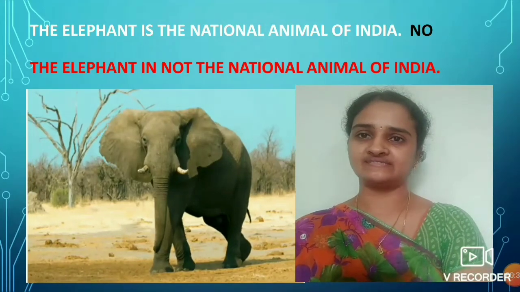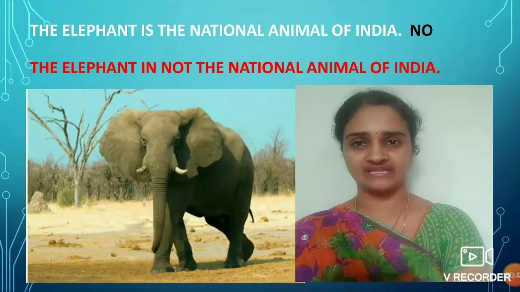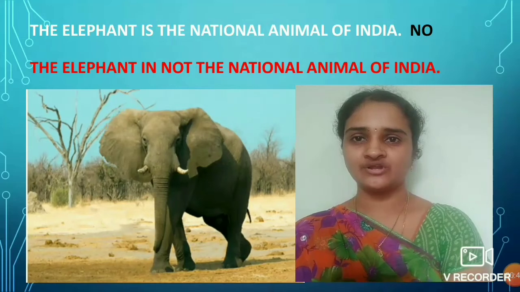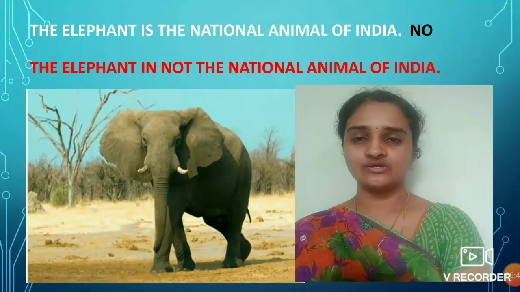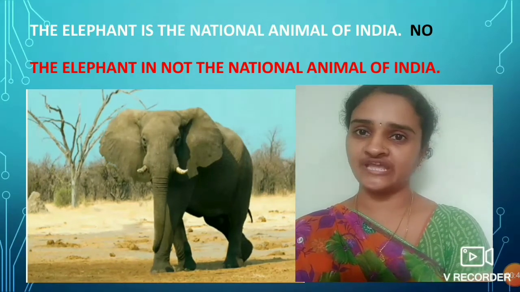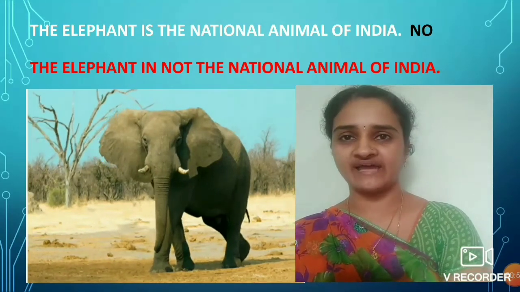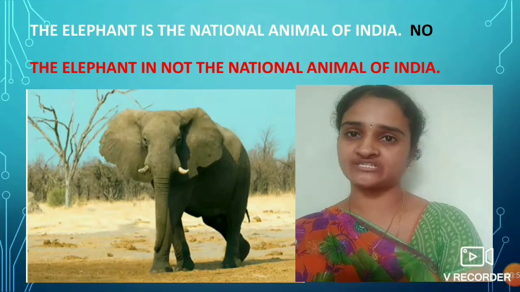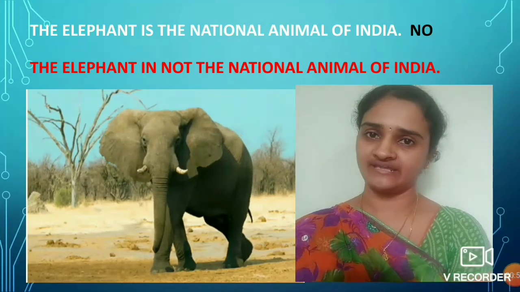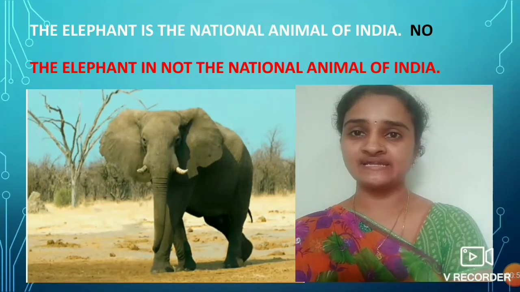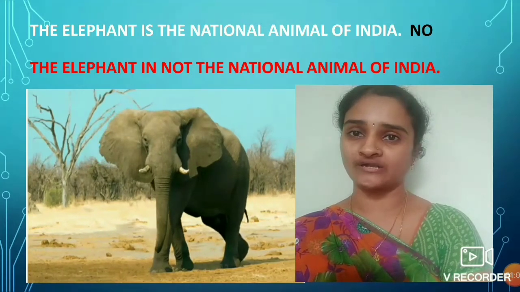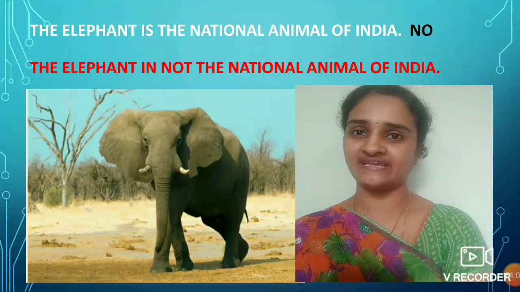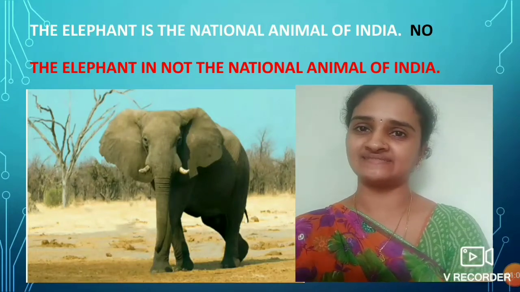Now, children, here is another example. The elephant is the national animal of India. Children, do you agree with the sentence? No, isn't it? So, the sentence changes. The elephant is not the national animal of India. Children, in the sentence which we have changed, we can find the word not, isn't it? So, it is a negative sentence.